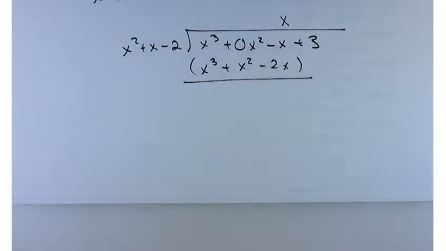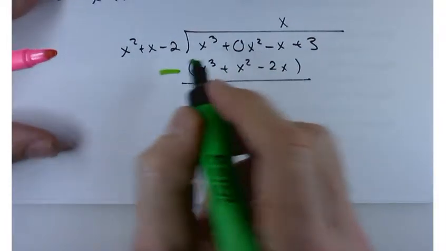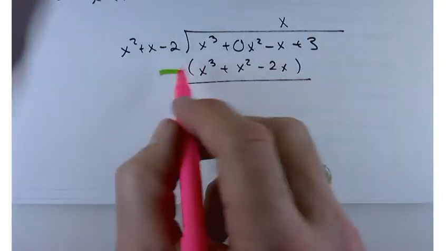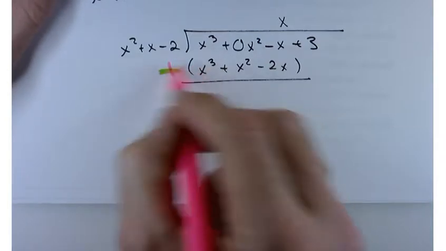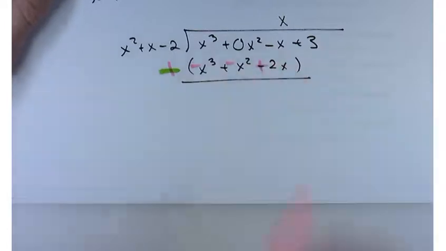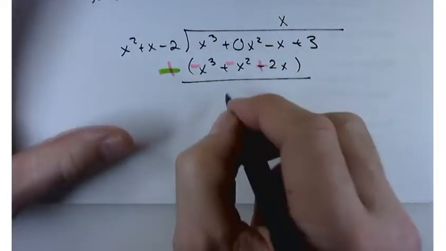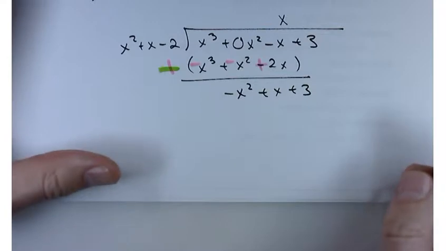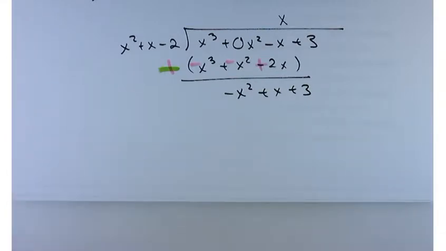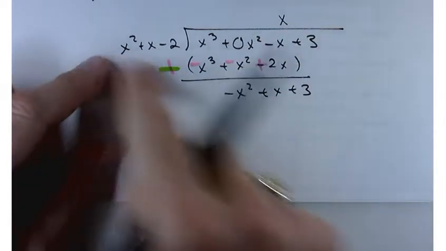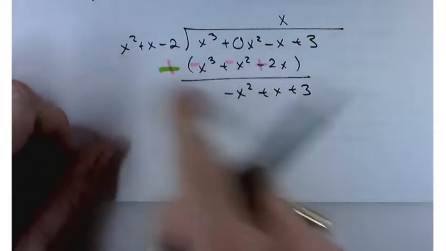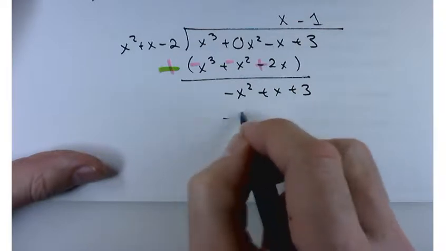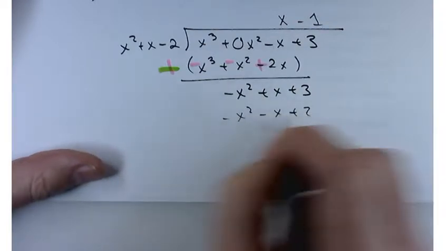The tricky part here is to keep in mind that you're subtracting this. You're subtracting that whole thing. What I find easier than subtracting is to add the opposite. So I'll make that a plus and just change all these signs. So that becomes a minus x squared plus x plus 3. And now this process repeats itself. You have to look at x squared and negative x squared. What do I multiply this by to get this? Negative 1. So negative 1 times this is going to give me negative x squared minus x plus 2.